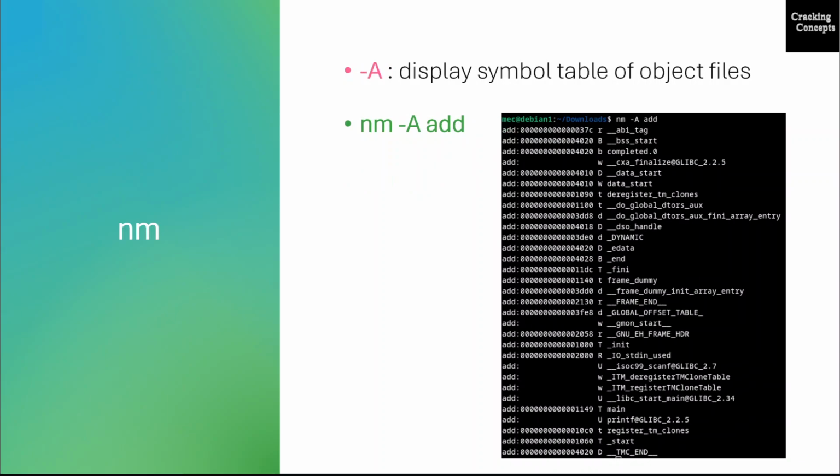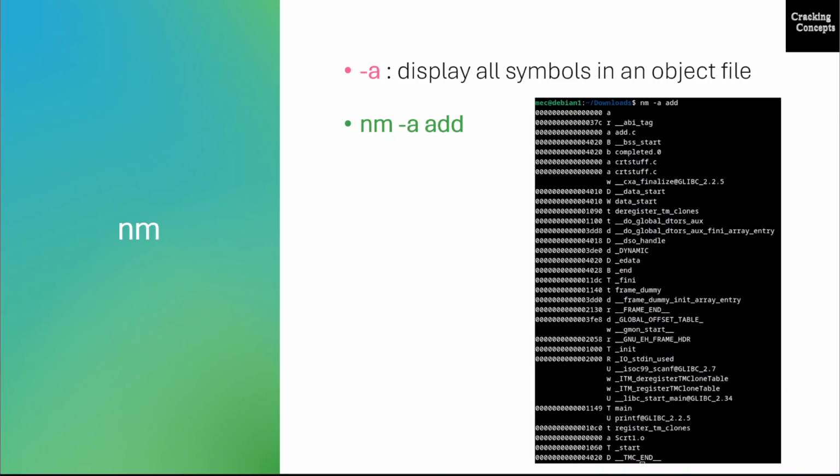Next option is -A, that is used to display the symbol table of object files while prefixing each line with the file or archive name. The sample output is shown here for the command nm -A add. Here also, on the left side we have the hexadecimal memory address or offset, then the symbol type followed by the symbol name, and before it the object file name is added before the address.